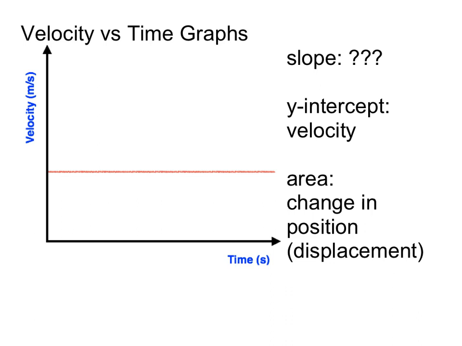So here we've got the takeaways from our velocity versus time graph discussion. The y-intercept is the velocity, and this unit's a constant velocity. Area is a change in position, and in class we've talked about this as displacement. Change in position and displacement are synonyms, they mean the same thing. And the slope we will have to talk about later.